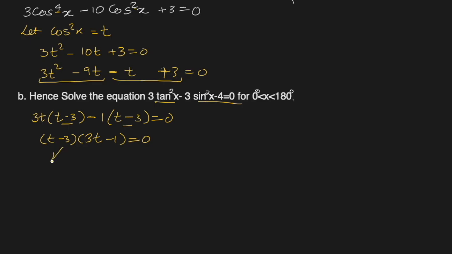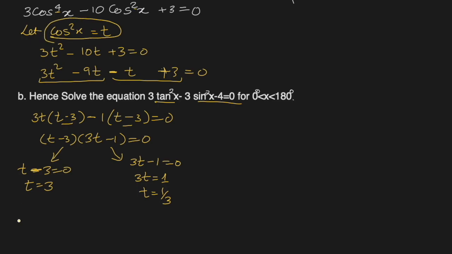And now simply we can make them equal to 0. So t minus 3 equal to 0. So t becomes 3. This one, 3t minus 1 equal to 0. 3t will be equal to 1. So t is equal to 1 over 3. But t was not our actual equation. It was cos square. We assumed that cos square x is t.